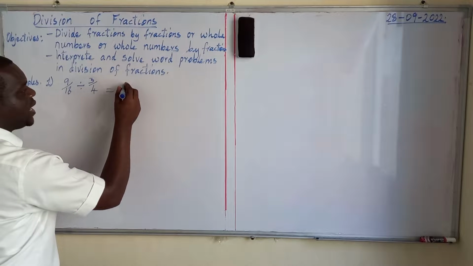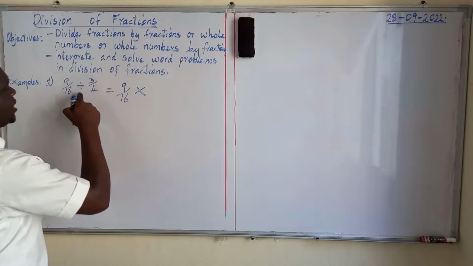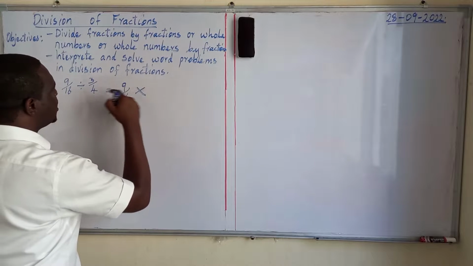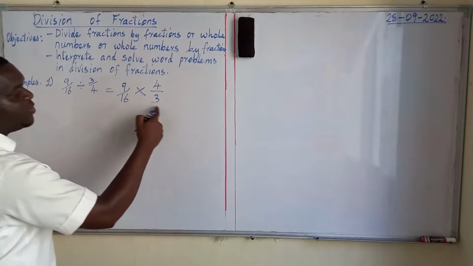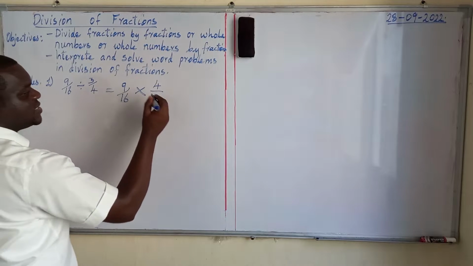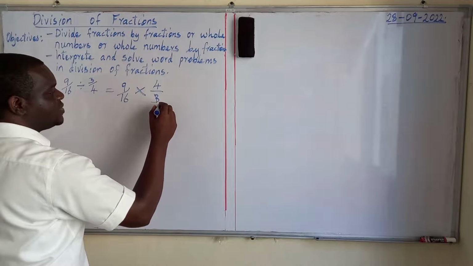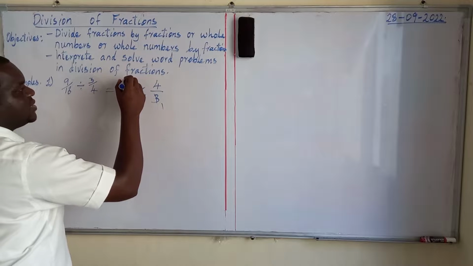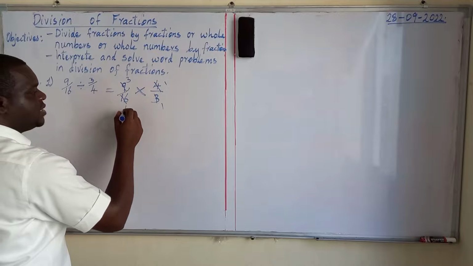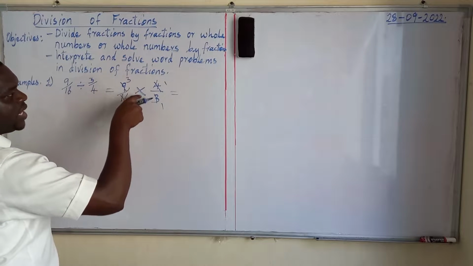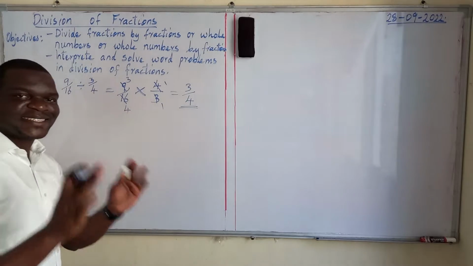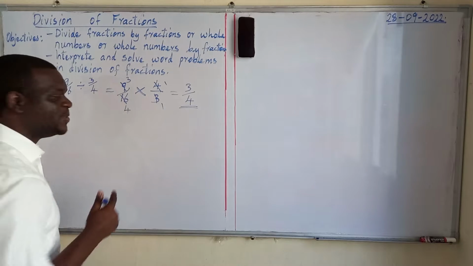This will be equal to 9/16. You change the sign from division to multiplication and invert the second fraction. That will become 4/3. And when you have this, you can now simplify just as we do in multiplication of fractions. Here 3 will divide itself one time, and 3 will divide 9 three times. 4 can divide itself one time, and 4 will divide 16 four times. Then we multiply across. 3 times 1 is 3, and 4 times 1 is 4. As simple as this. Let's look at the second example.